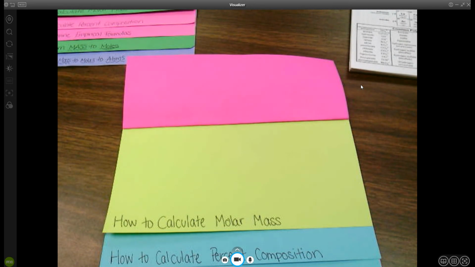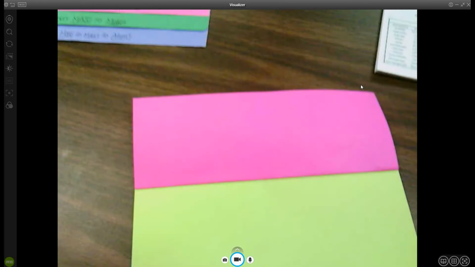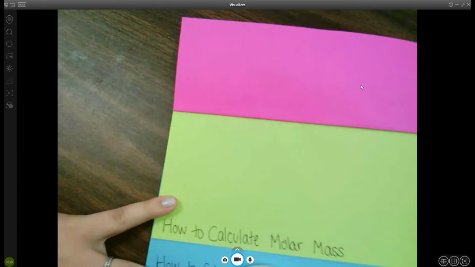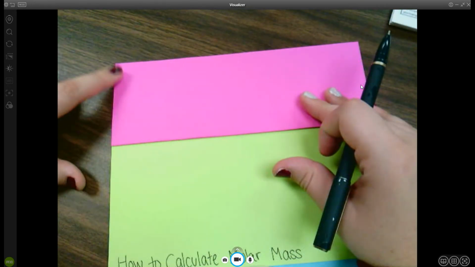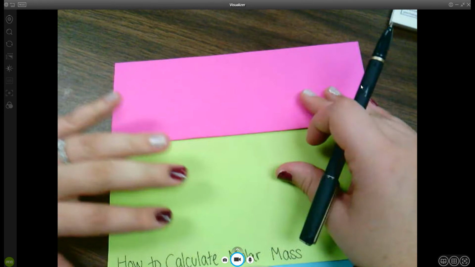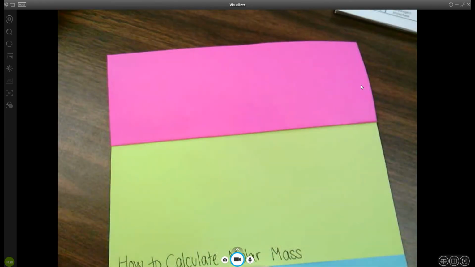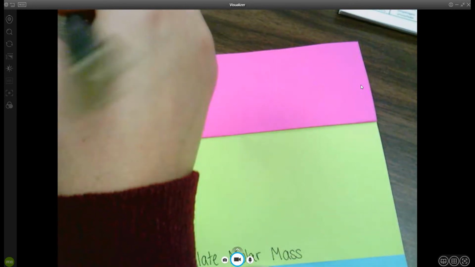So I'm going to move this so I don't bump into it when I'm writing. So we're going to start at the very top. We're going to start on the pink part of mine, so the very top part of the moldable, okay? And we're going to start by defining molar mass, okay?